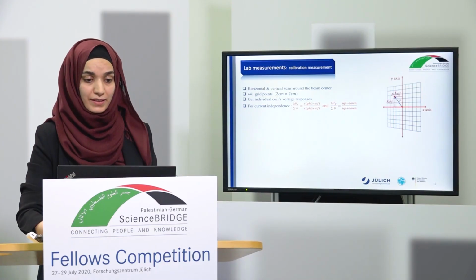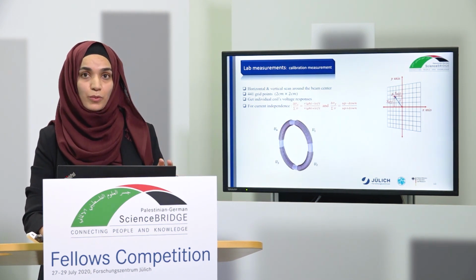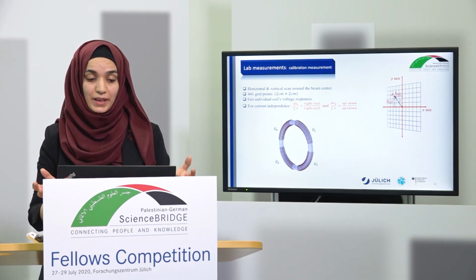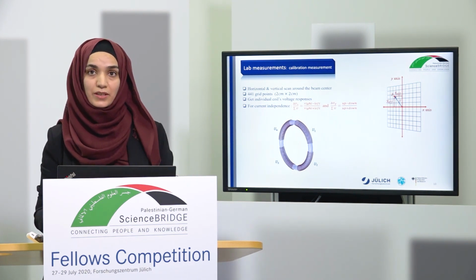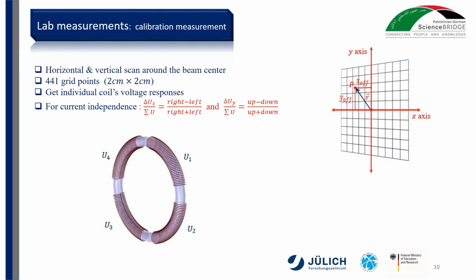For each one of these scanned grids, we also measure the voltage response from the 4 individual quadrants. And by this, we end up having a complete picture about how our system should react and what the signal level should be at different scanned positions.